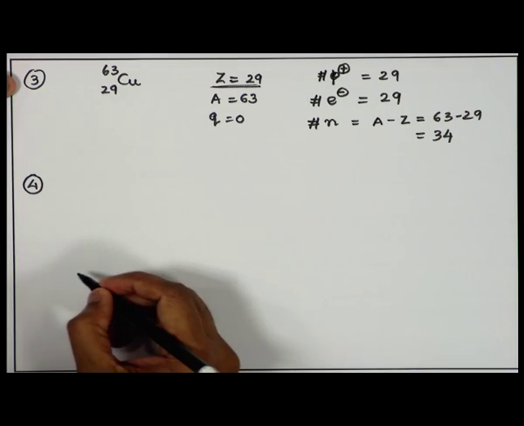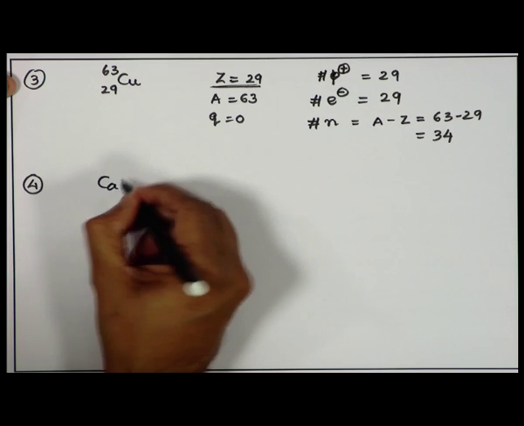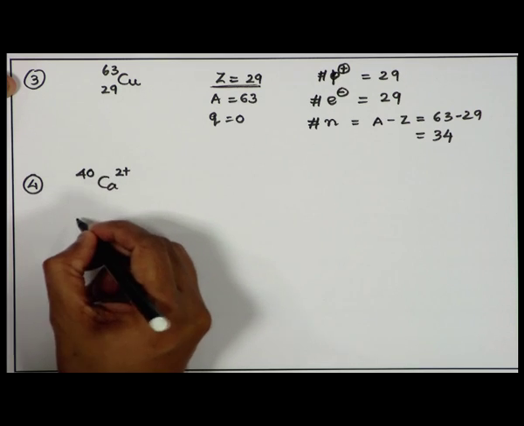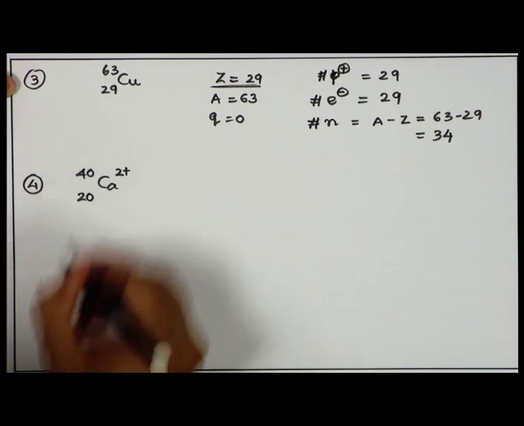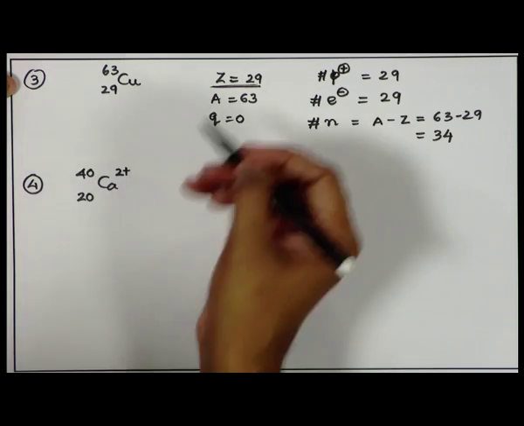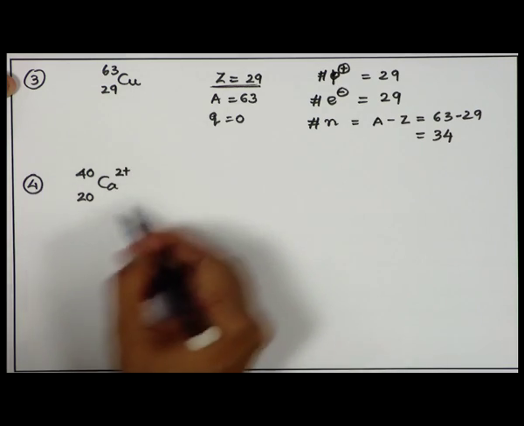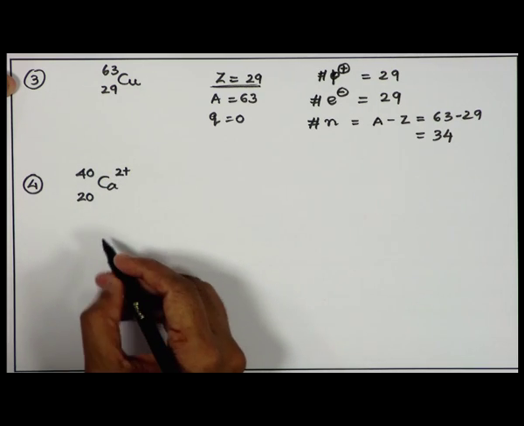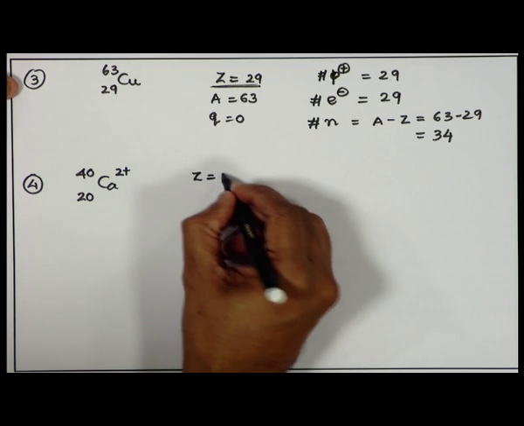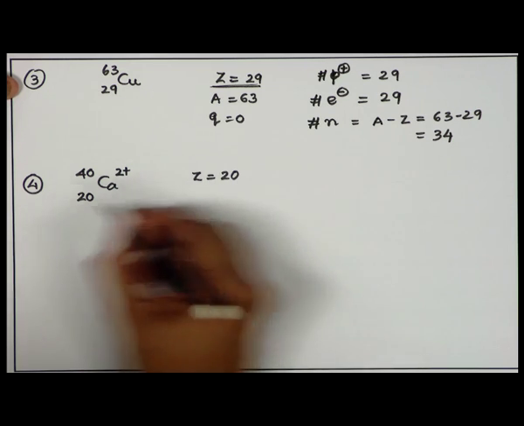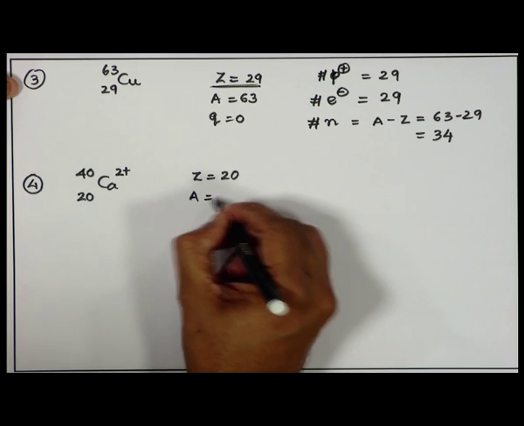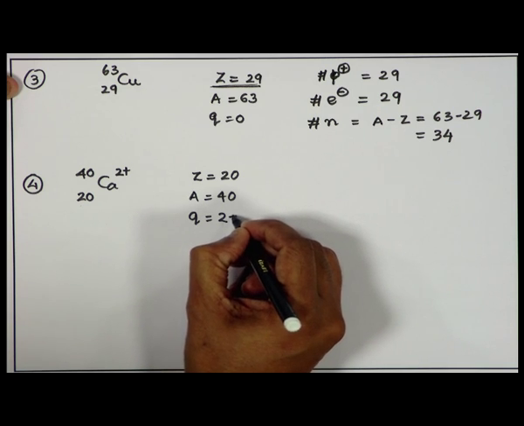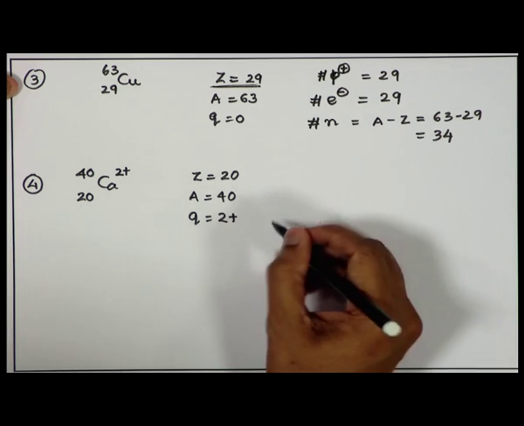Let us look at another example. This time it is calcium 2 plus, mass number is 40, atomic number is 20. This 2 plus or 1 plus or 2 minus represents that this atom is actually in an ionic state. So, this is a cation. In this case, of course, Z is 20, which is the atomic number, mass number is 40 and charge is plus 2 or 2 plus.